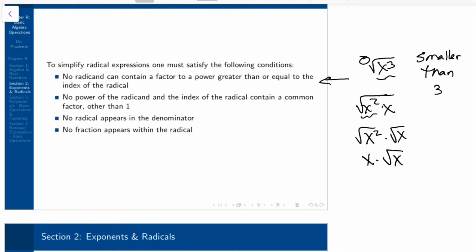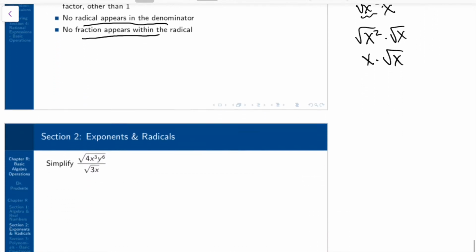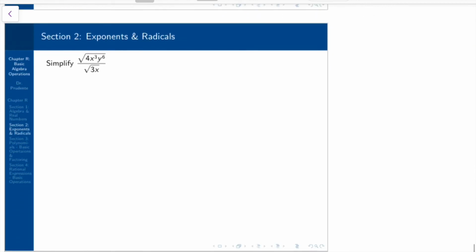And we can look at some others: no power under the radical can contain a common factor with the index, radicals can't appear in denominators, and fractions can't appear within the radical. So let's take a look at simplifying this first expression.